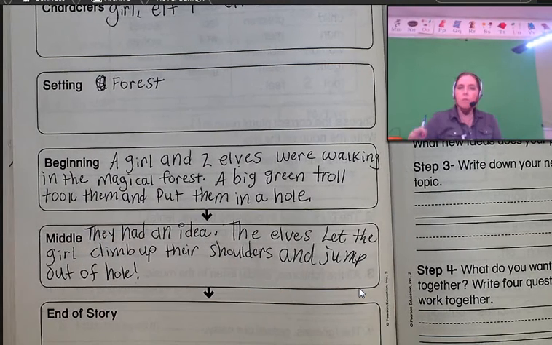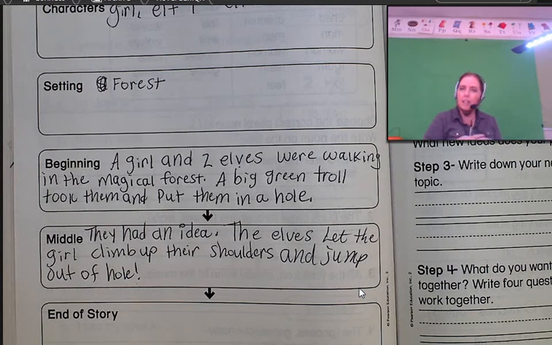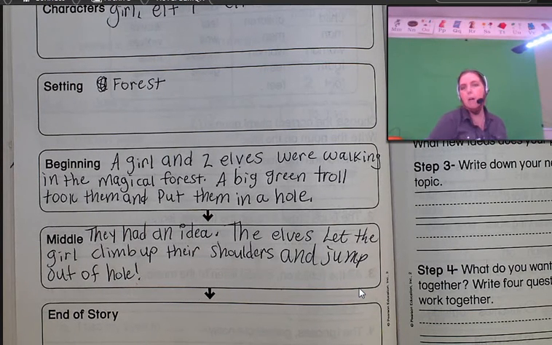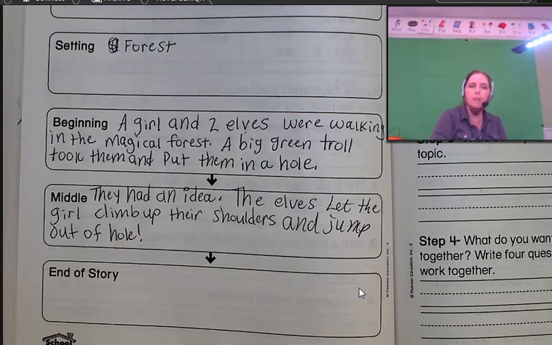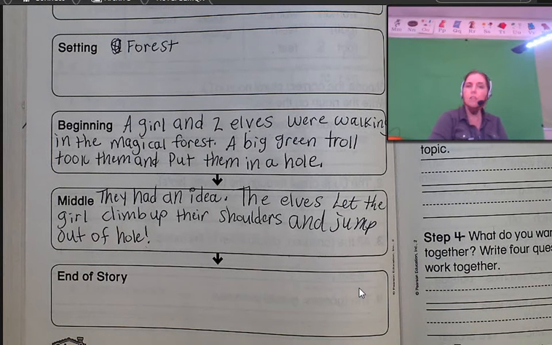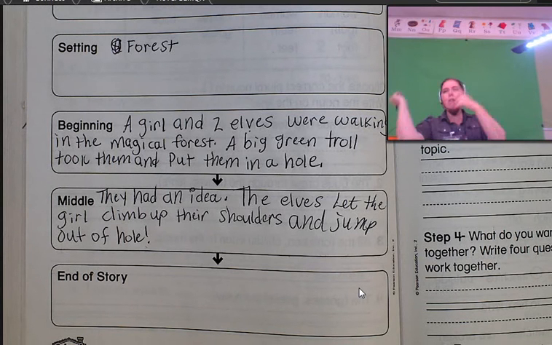So the girl climbed up, got out of the hole, but how are we going to end our story? Do you think the troll might come along and catch her again? Or do you think she's going to run away? What about the elves? I wanted to end my story in a really good way. So what I decided is that the girl found a magical stick that lit up, and it got really big, and the stick grew like a vine and was able to wrap around the elves and pull them out. And they all ran home and lived happily ever after.